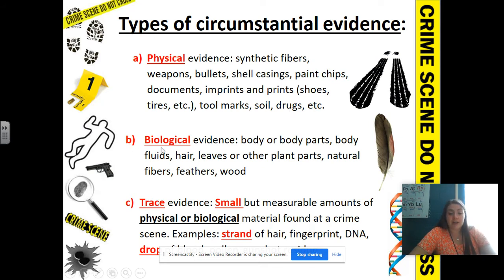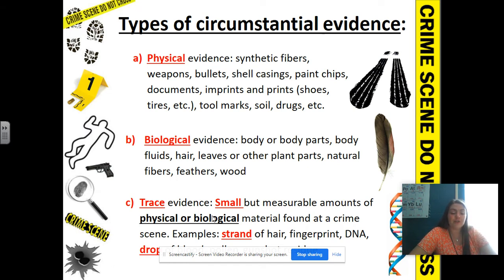Then we have biological evidence, which is from a biological source. So a body, body parts, body fluids, hair, leaves, because it's not just body, it could be any living thing. So leaves or plant parts, anything from an animal, so animal hairs and fibers. Some fibers count, like there's a lot of our clothing materials that we make from cotton. Well, cotton was a living source. Also wool. Wool is from sheep, so that's from a living source. So some fibers are actually biological. Feathers, wood. So anything that's from a living source is biological.